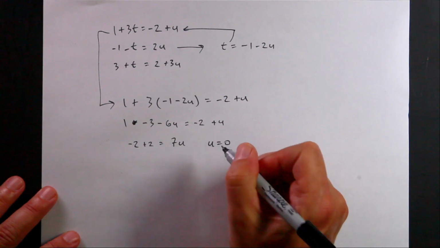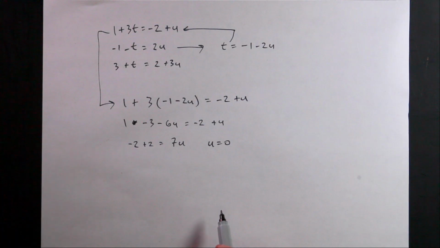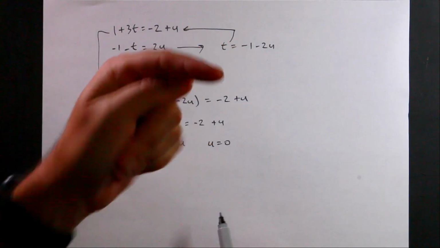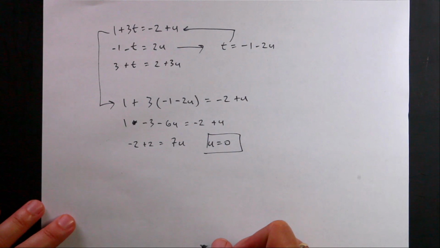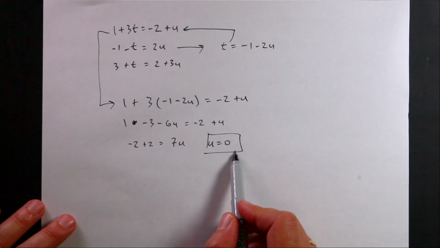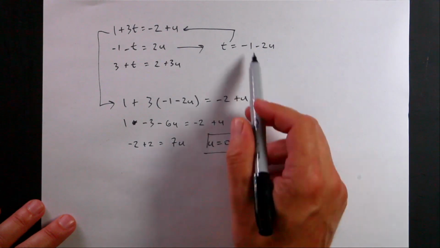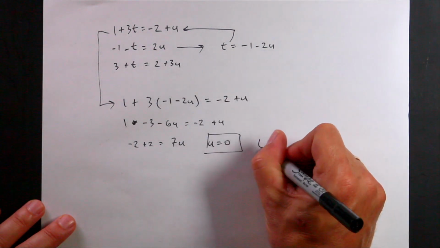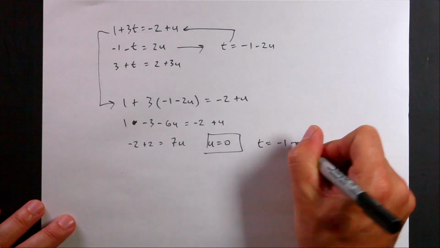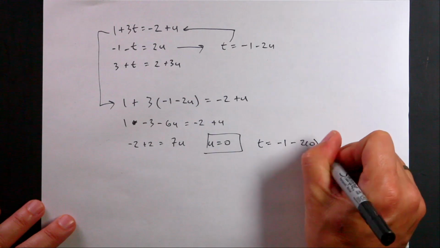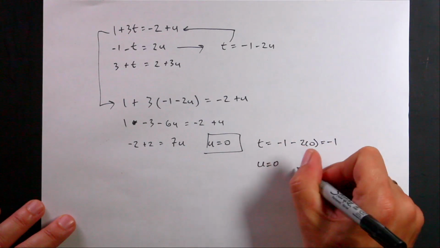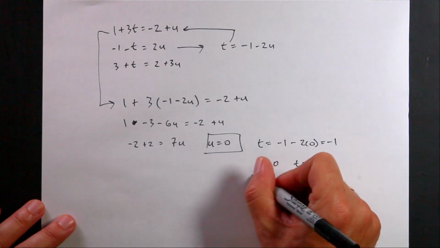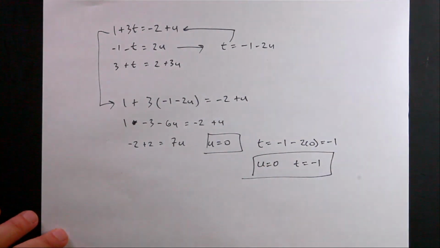U equals 0. Okay. So now I can use that to find t. So if I go up here, u equals 0, t equals negative 1 minus 2 times 0 equals negative 1. So I have the pair u equals 0, t equals negative 1. That's the parameter on the two lines where they intersect, if they do intersect, which they may actually not.